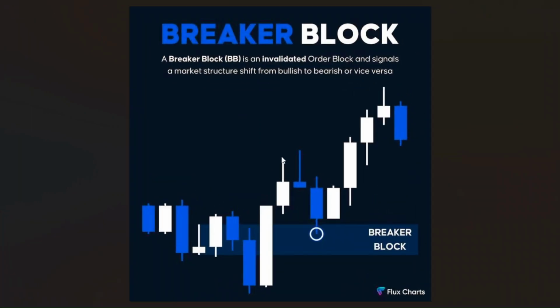A breaker block is an invalidated order block and signals a market structure shift from bullish to bearish or vice versa. All right, so it's basically an invalidated or not respected order block. Think of it as an order block that failed. That is what a breaker block is. This is an example of it, right? You want to see price trade above.